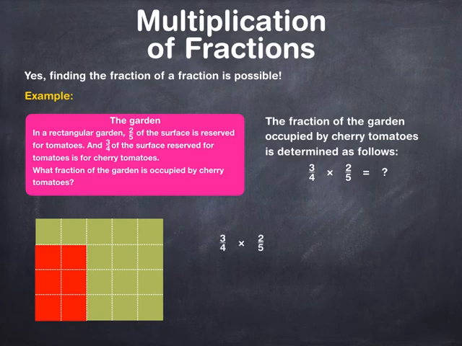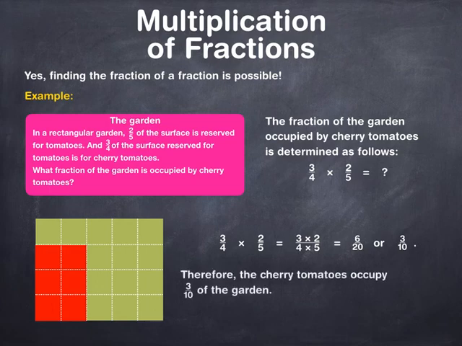So, 3/4 times 2/5 is equal to 3 times 2 over 4 times 5, which is equal to 6 over 20, or 3/10. Therefore, the cherry tomatoes occupy 3/10 of the garden.